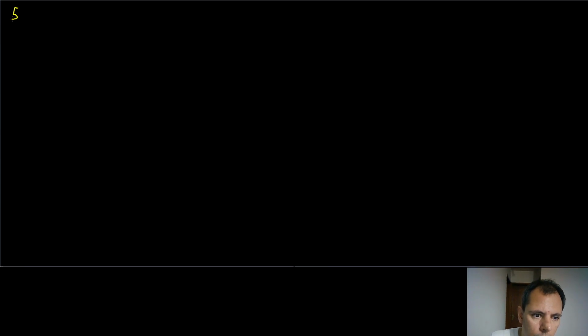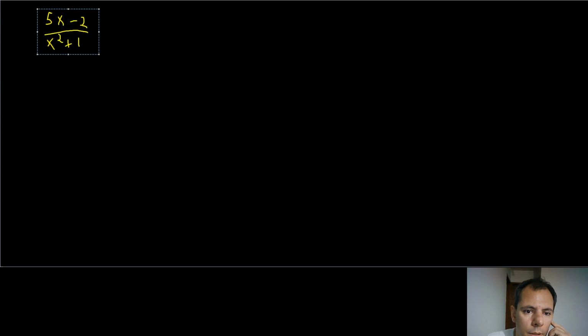So, (5x minus 2) divided by (x squared plus 1). Let's try to differentiate that. We're going to differentiate this whole thing with respect to x. So remember the rule? g of x is x squared plus 1 and f of x is 5x minus 2.